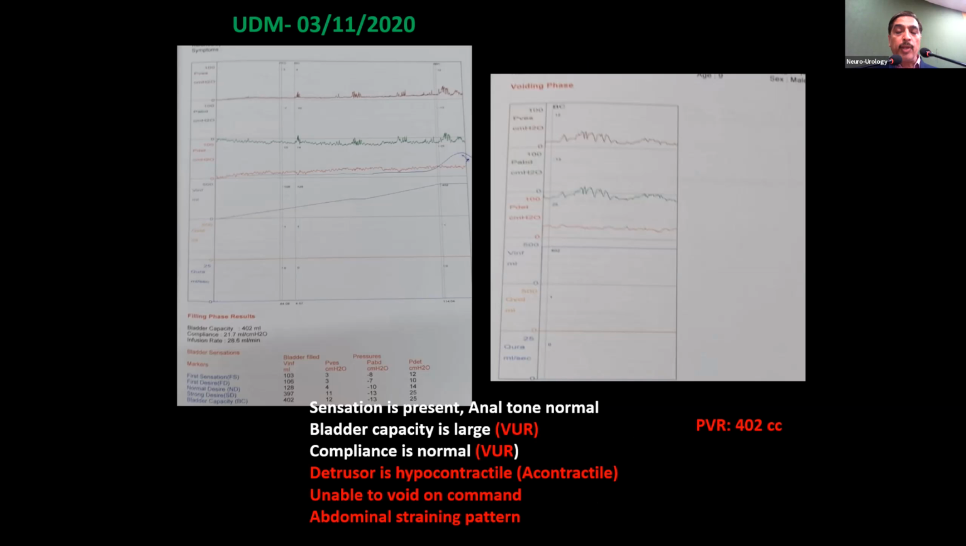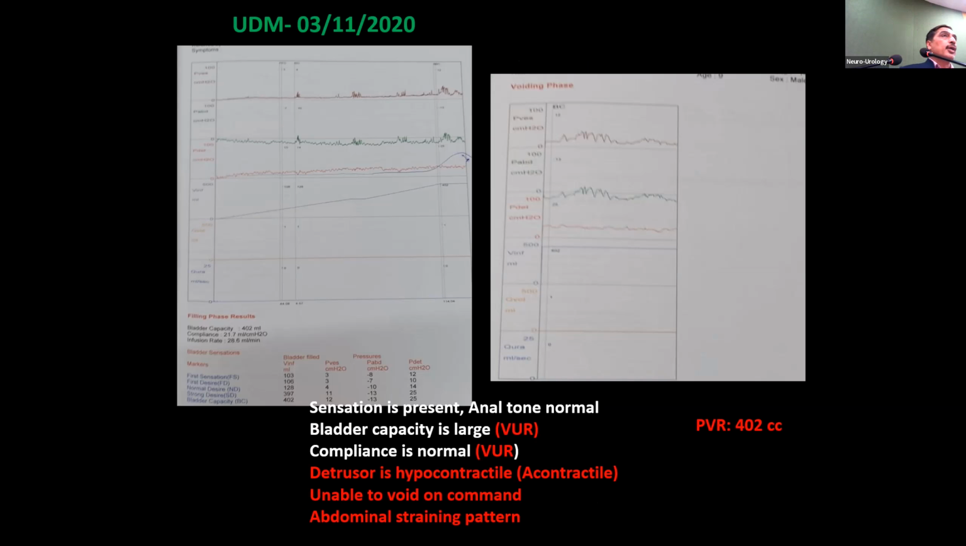I think this urodynamic is not very conclusive. What I could conclude from this is that the detrusor is hypocontractile. The patient is unable to void. There is some abdominal straining, and the residual urine which they have noticed is 402.